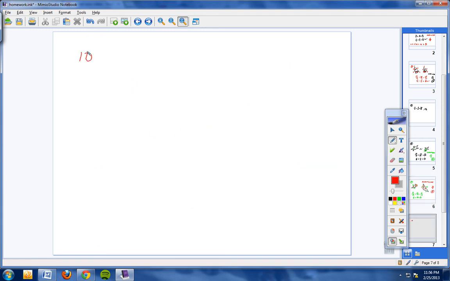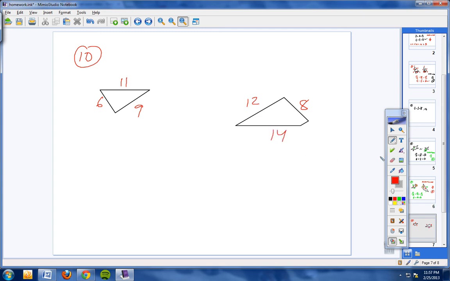Moving on to number 10. Okay, we have a triangle that looks like this, and a triangle that looks like this, more or less. And we have a 6, a 9, 11, and an 8, 12, and 14. All right, here we go.